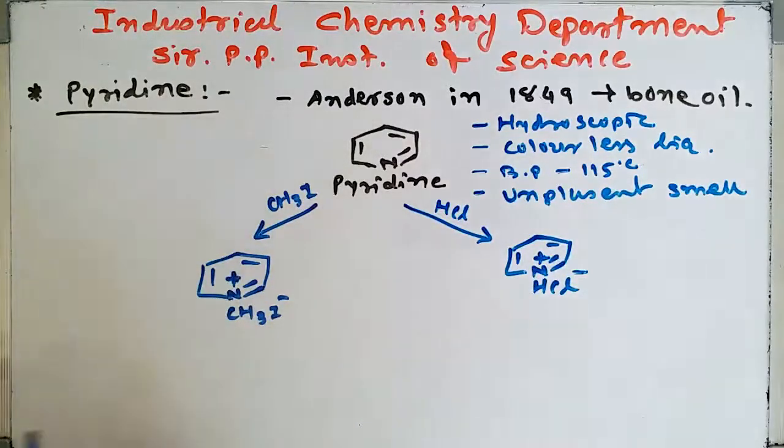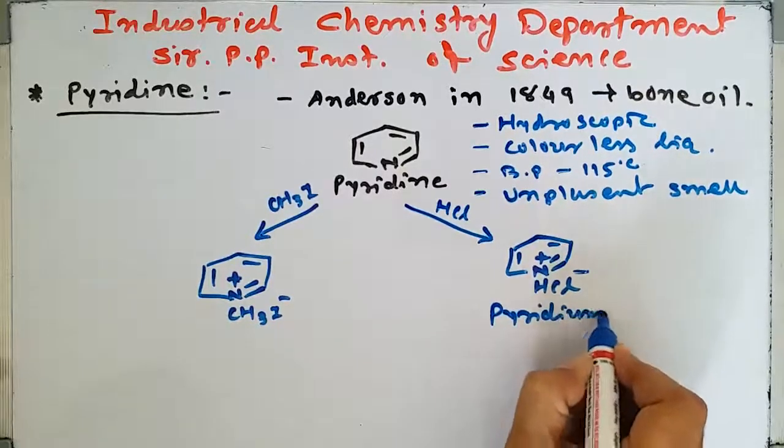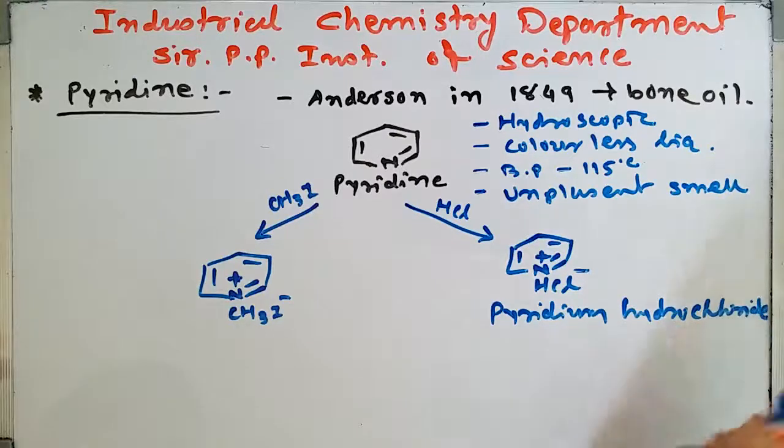This is pyridinium hydrochloride, and this is pyridinium methyl iodide. The basic character of pyridine is due to the presence of a lone pair of electrons on the nitrogen atom, which can be protonated with mineral acids.